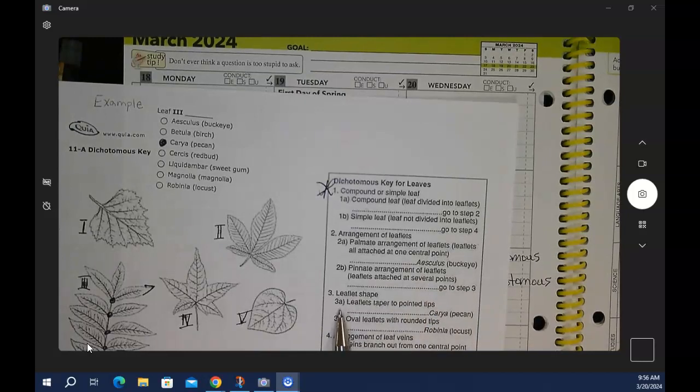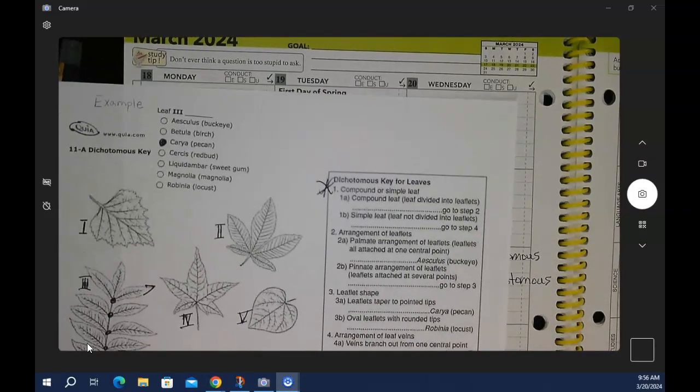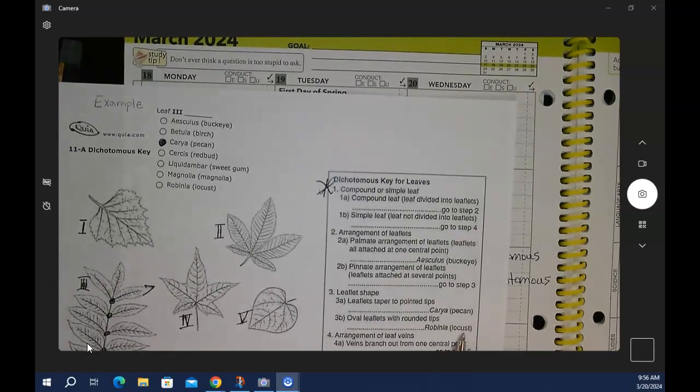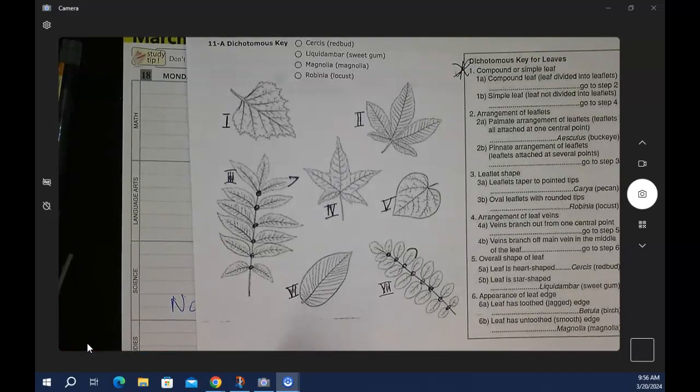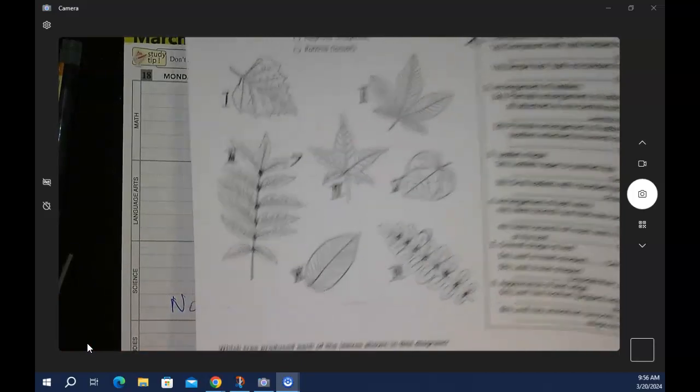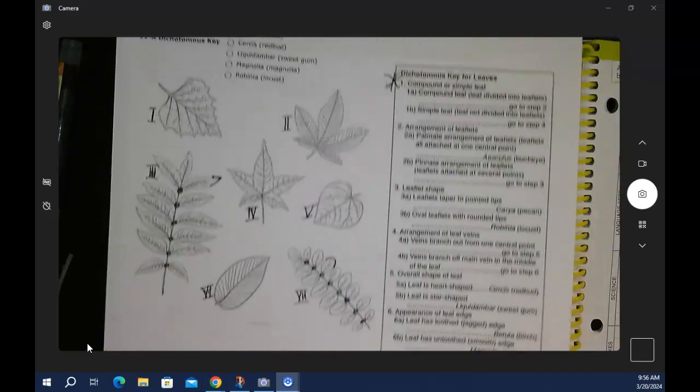I'm going to go to 3. Taper to pointed tip, or oval leaflets with rounded tips. These are definitely rounded. So this is the Robinia, or locust tree. So that's what I'm going to fill in the dot for, and then you're going to continue and do the rest of those.